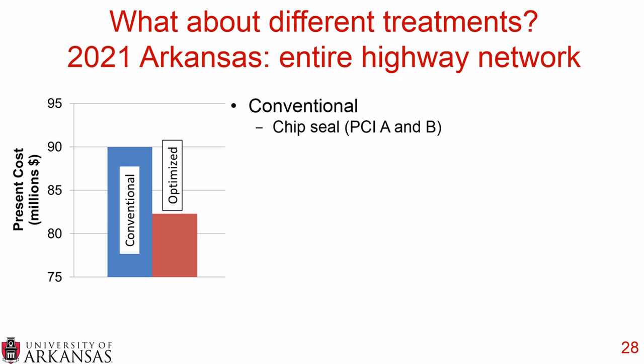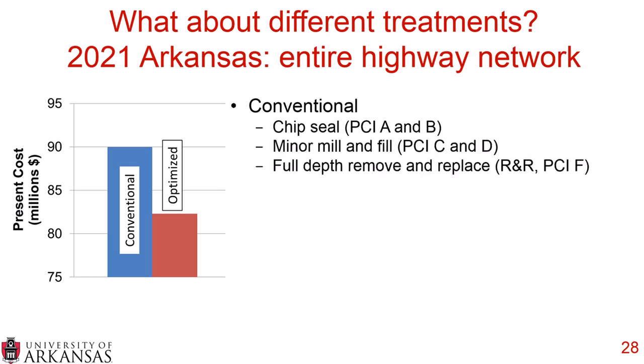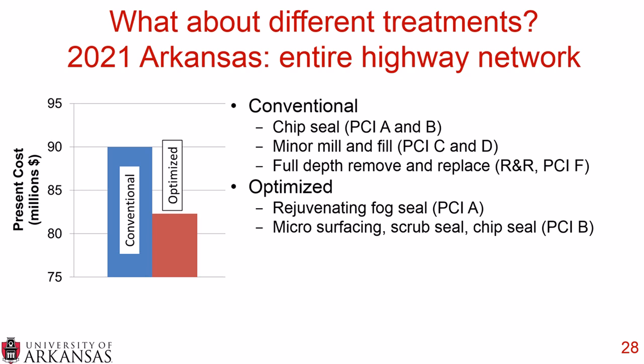So for conventional treatments, we placed chip seals on all the PCI A and B roads. We placed minor mill and fill on all the PCI C and D roads. And we placed full depth remove and replace, or R&R, on all the PCI F roads. This is the conventional treatment package.